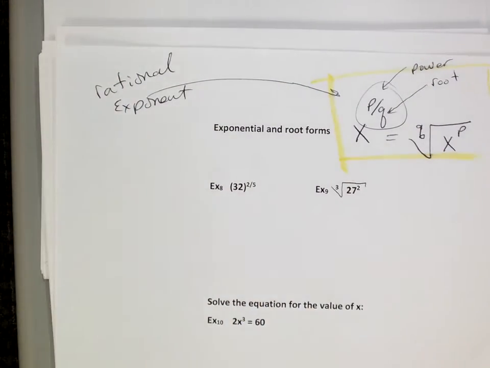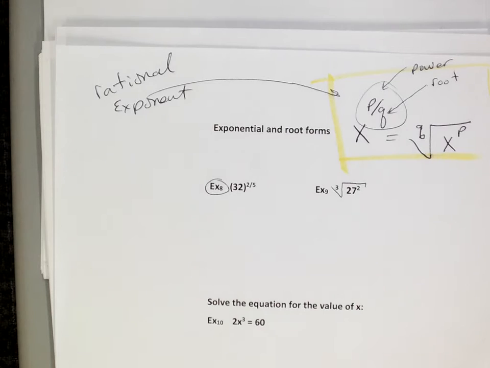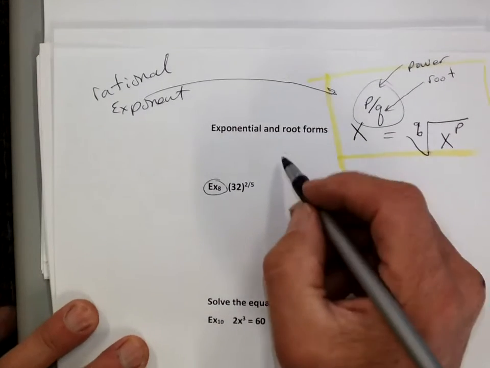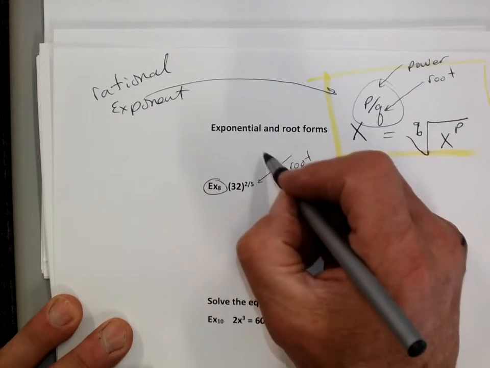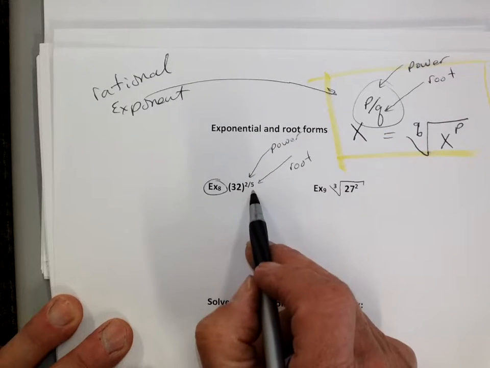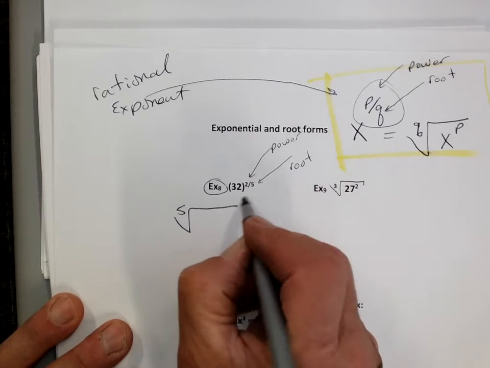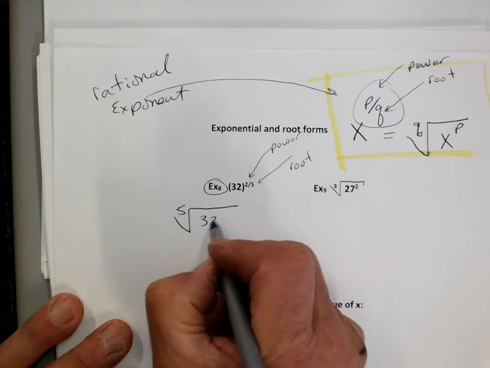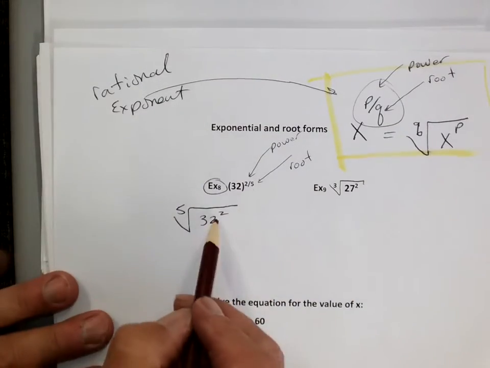Then what I'm going to do with that is take a look at example 8. In example 8, I just want to simplify this a little bit. That's my root, and that's my power, my root and my power. So I'm going to go the fifth root of 32 squared.